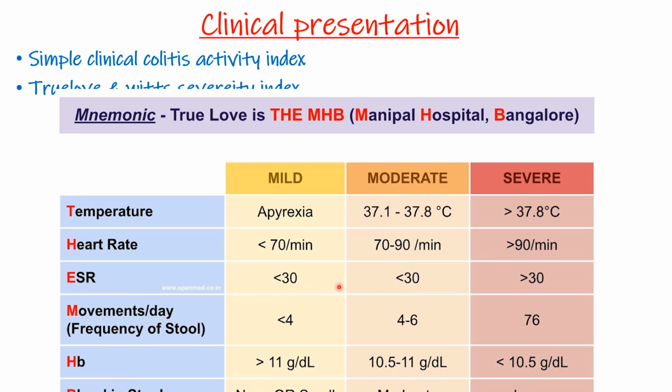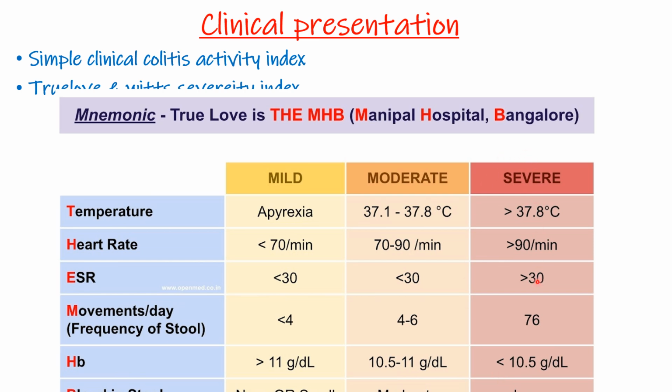ESR will be less than 30, and if it's greater than 30, that is severe. Movements per day, that is frequent stool movements: less than 4, 4 to 6, and greater than 6. HB, this is greater than 11, then 10.5 to 11, and then less than 10.5. And then the last one is blood in stool, which could be absent, present, and present.